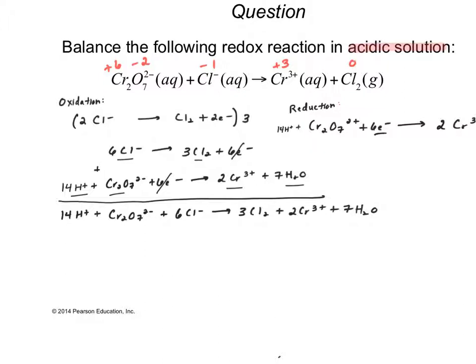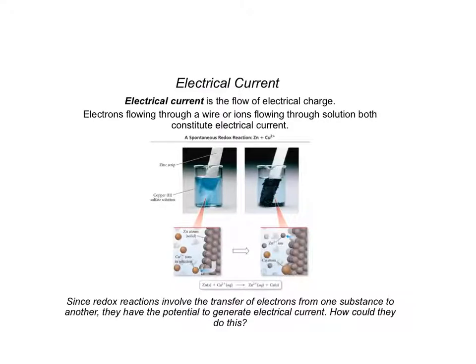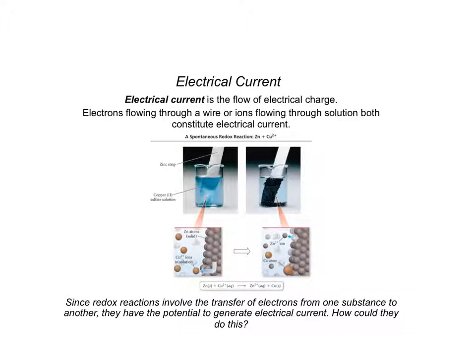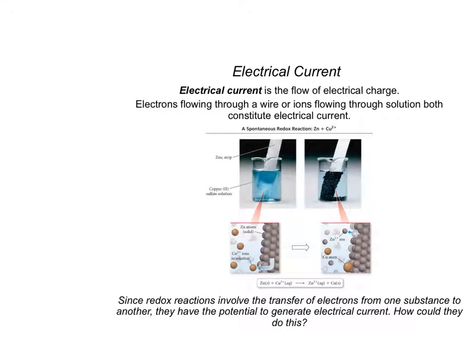Now we're going to actually get into the meat and potatoes of the electrochemistry chapter, which is dealing with electrochemical cells, okay? All right, so let me introduce you to a redox reaction that's nice and simple, okay?